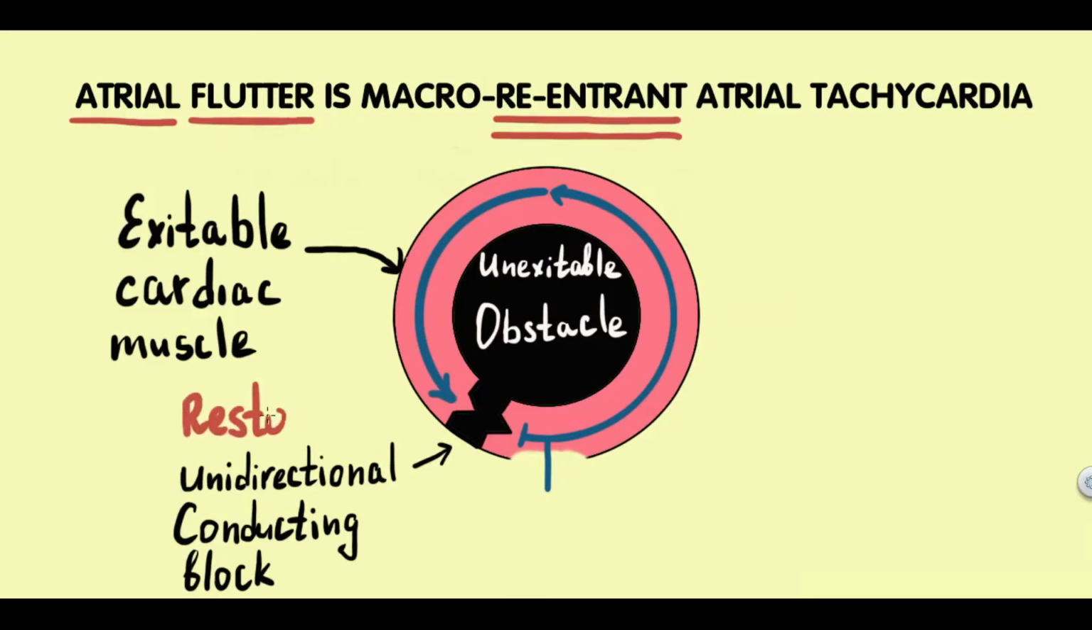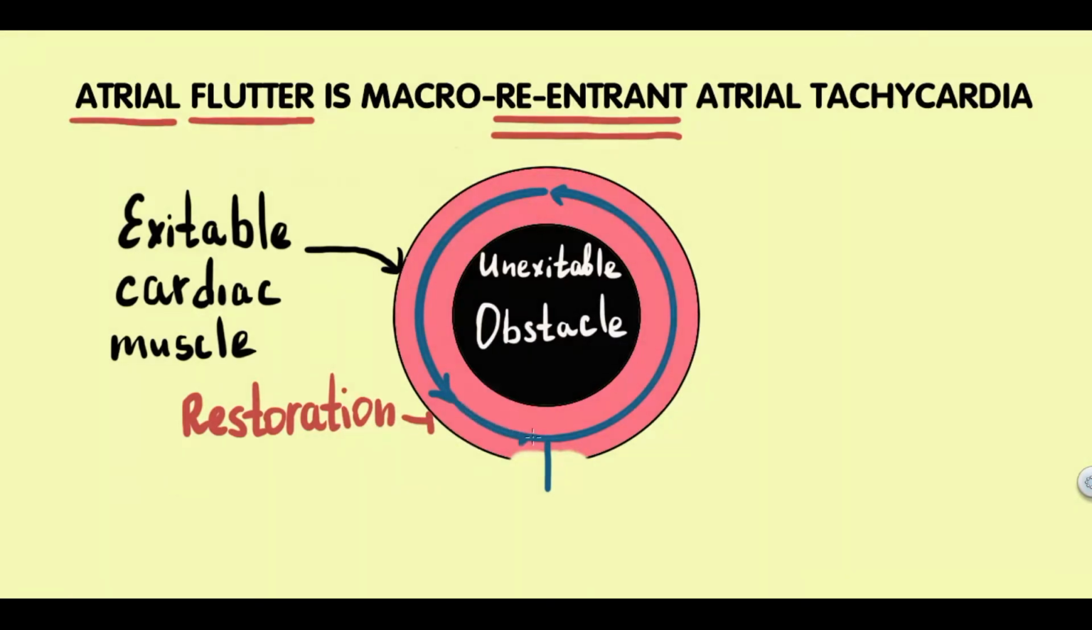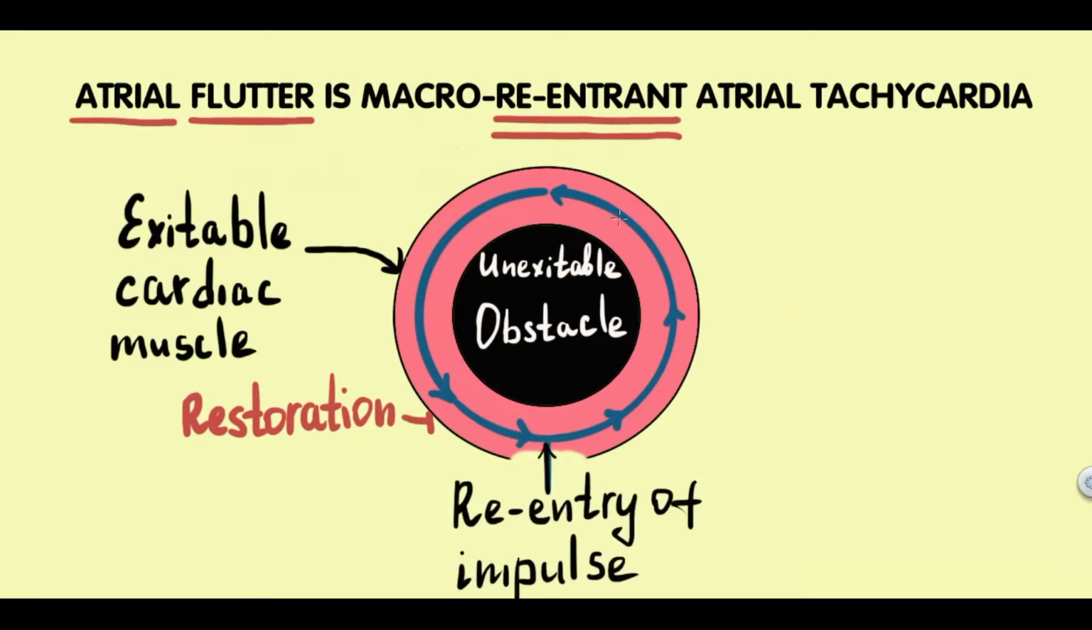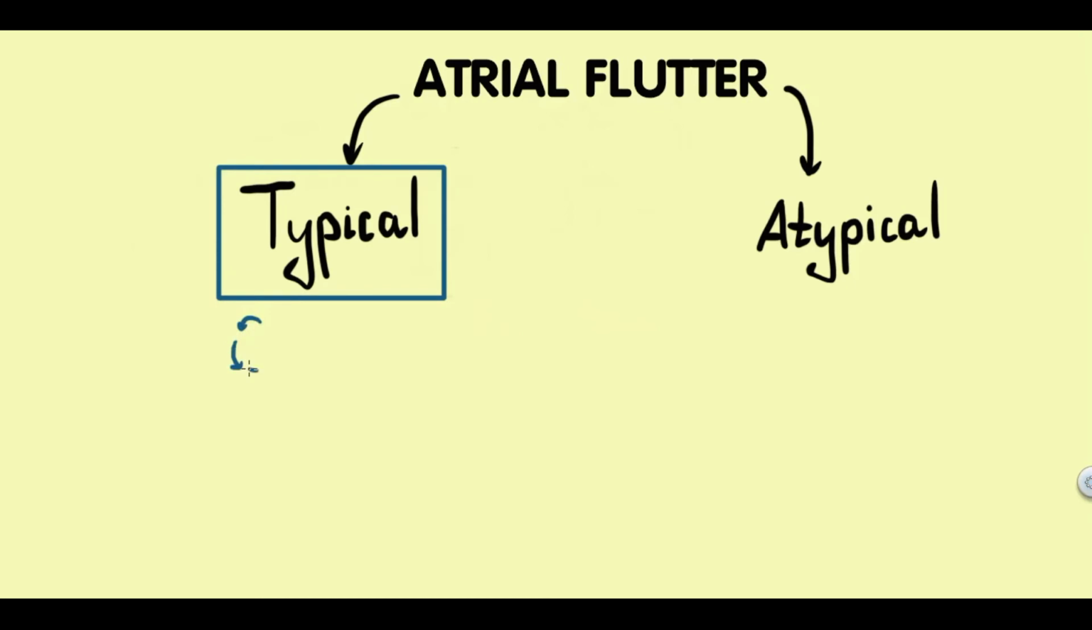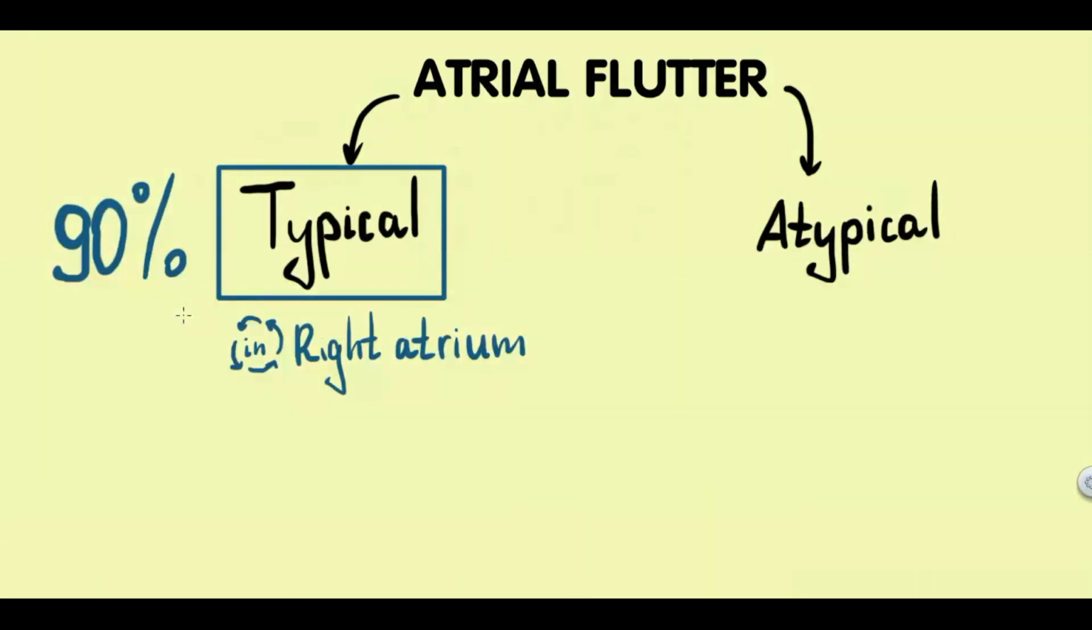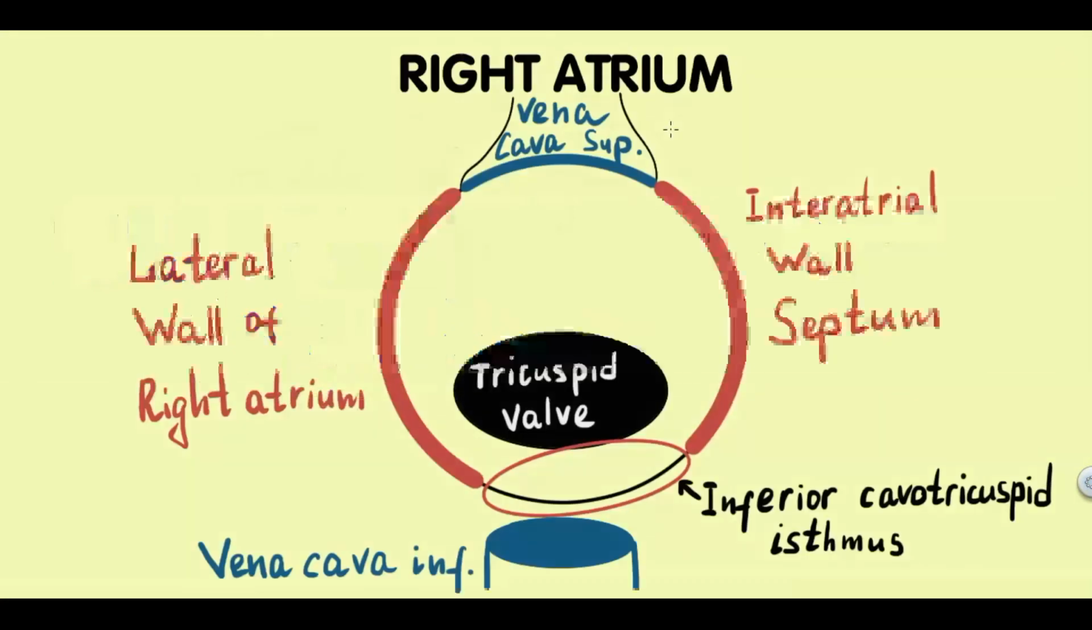If conduction in the block region is restored, it means the refractory period of this region has ended. At the time when excitation arrives, excitation can re-enter this region from the other side and the circulation of excitation around the ring repeats. Atrial flutter can be typical and atypical. Typical atrial flutter is sustained by a macro-re-entrant circuit in the right atrium. This is the most common form of flutter, with 90% of cases.